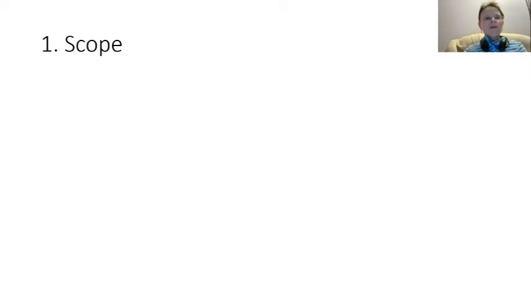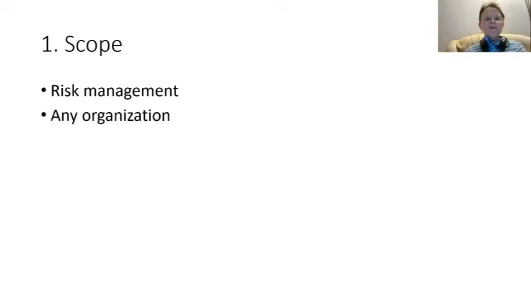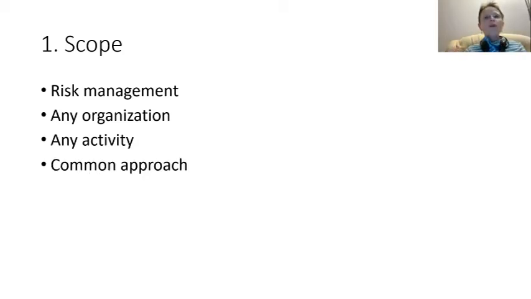So clause 1 is about the scope. It talks a little bit about what risk management actually is and why we should do it. It includes the fact that risk management can apply to any organisation, whatever its size, shape, context, number of employees, etc. Equally, we can apply risk management to the organisation as a whole. We can apply it to any particular specific activity, but we've got a common approach, whether we're looking at risk management in a whole company, or whether we're looking at management of one particular task or activity.